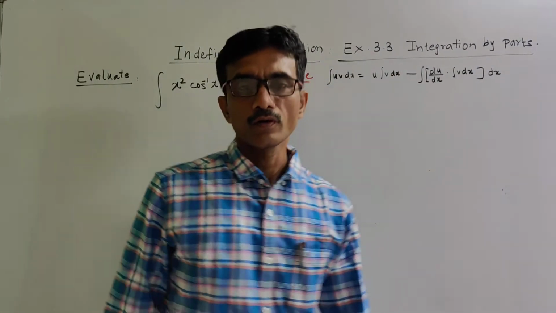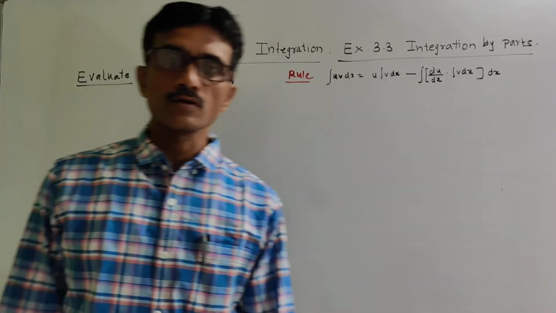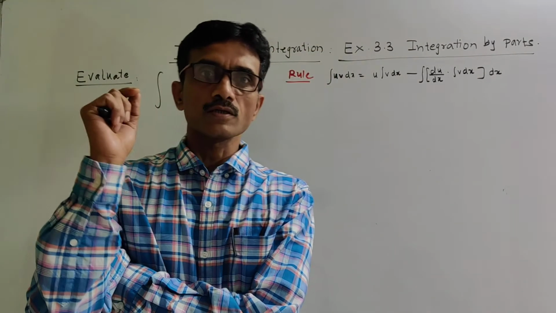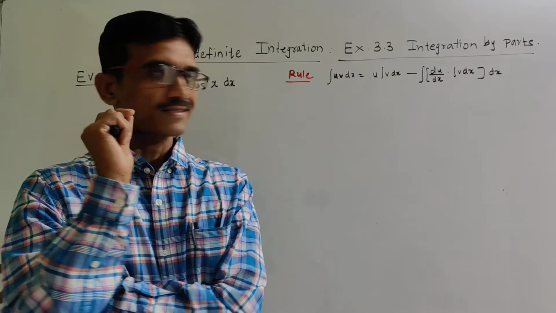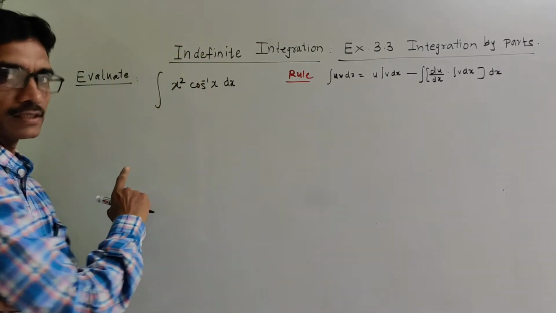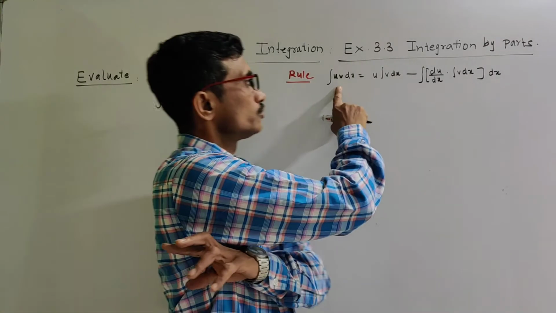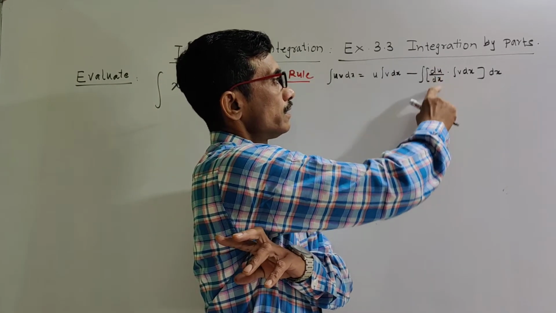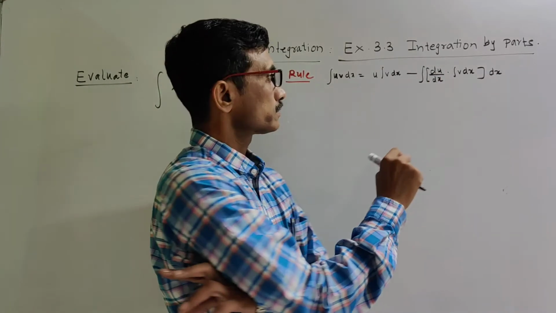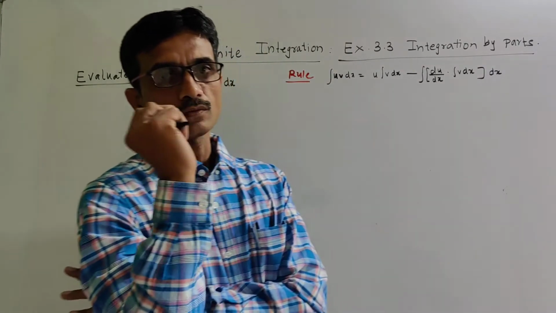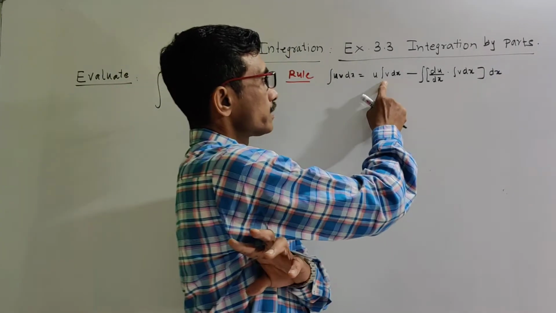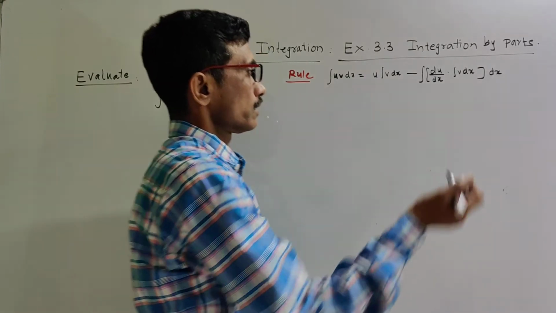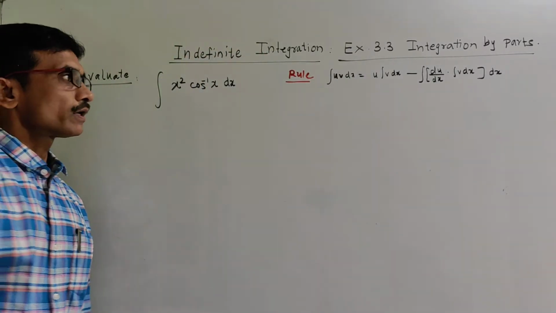In this video, we are going to solve examples on exercise 3.3, which are based on integration by parts. So the integration by parts rule is this: integral of uv dx is u times integral of v dx minus integral of du by dx times integral of v dx. So we choose u and v accordingly.